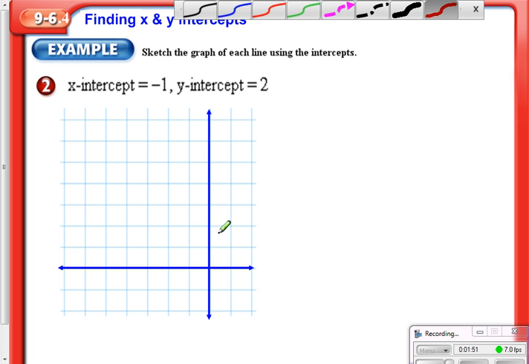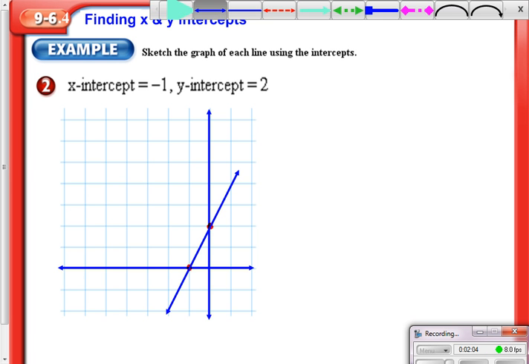have there. So my X-intercept is -1. There's my plot. My Y-intercept is 2. There's my plot. And again, use a straight edge and construct that linear line through those plots. So my graph would look something similar to that with my X and my Y-intercept.